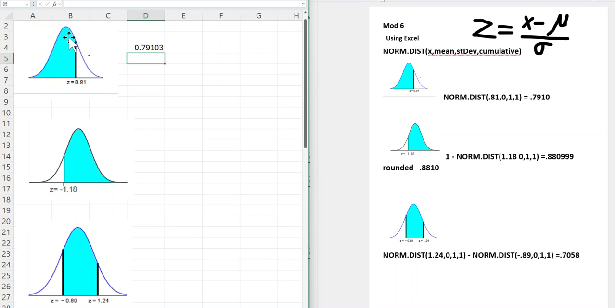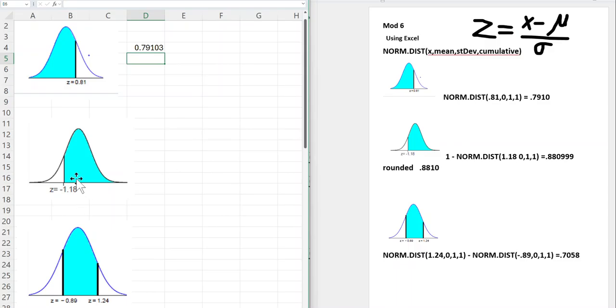This tells me that the area under the curve to the left of this is 0.79103, which means there's a 79% chance that a z-score will be less than that value.